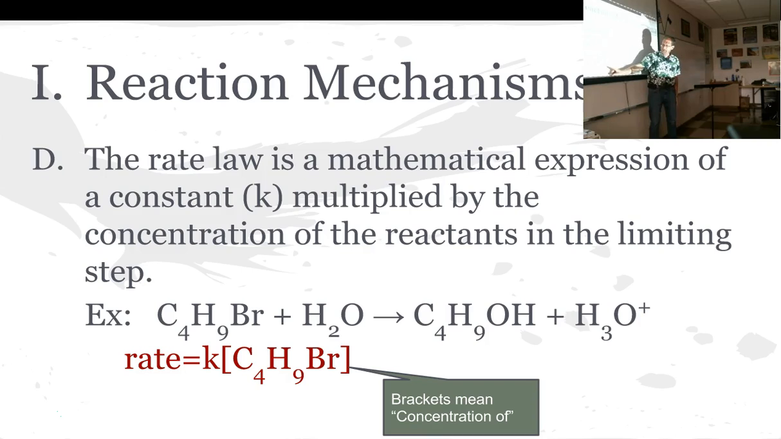And we would say that the concentration of this substance times some mathematical constant will give you the number of moles per second that this chemical reaction happens. Okay? So we would bracket this and we say the concentration of C4H9Br times K gives you the rate. As the concentration of this goes up, then this whole reaction speeds up. So this would tell you that the concentration of the product doesn't matter, doesn't control the speed.